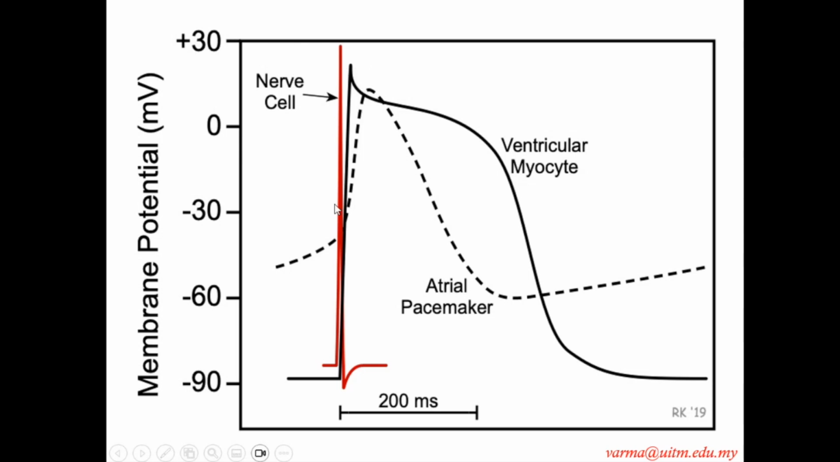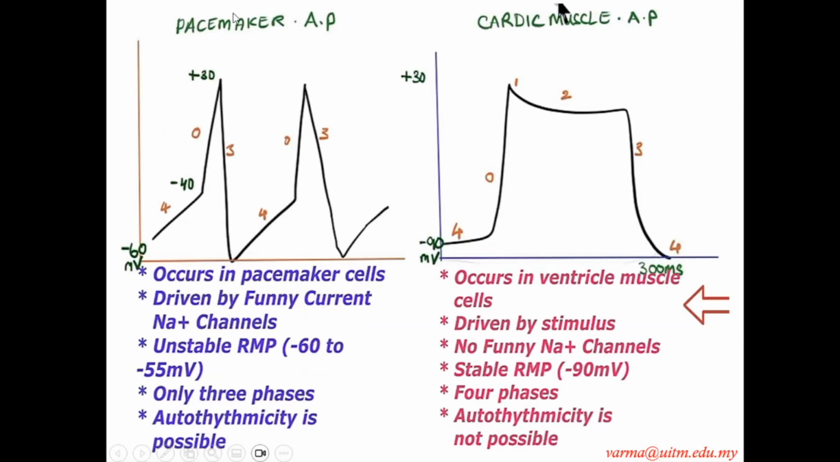This is what your ECG looks like, your QRS complex. The rate corresponds to your QRS complex. Pacemaker versus cardiac muscle action potential. Pacemaker potential occurs in the pacemaker cell driven by funny current channels, whereas in cardiac muscle it occurs in your ventricular muscle, driven by stimulus.